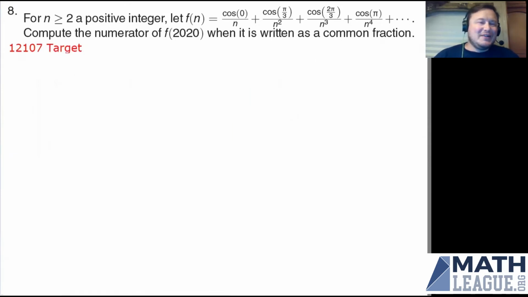Today we're going to be taking a look at target round number 8 from test number 12107. That was the high school state championship in 2021. So what have we got? An infinite series that involves cosines.